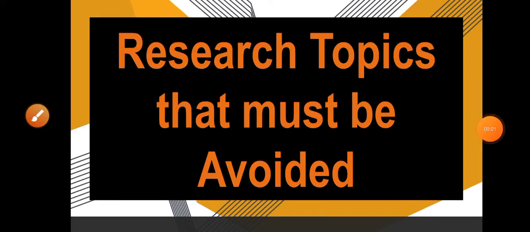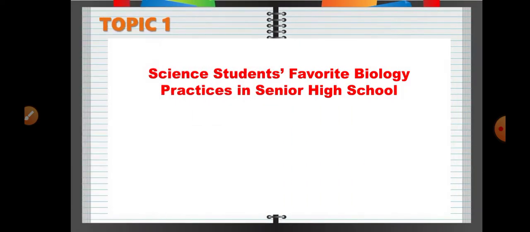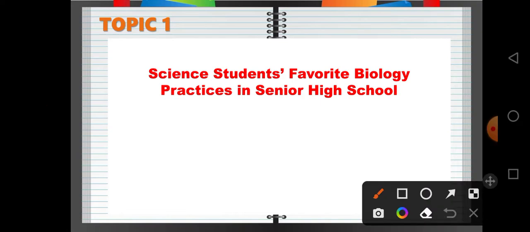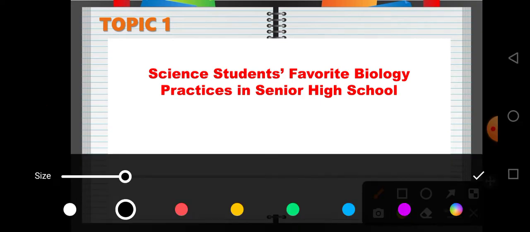Now that you've learned how to choose a research topic, let us proceed to our next discussion dealing with the research topics that must be avoided. Let's take a look at the following examples of research topics for SIPs, and let us try to identify what kind of research topics must be avoided.